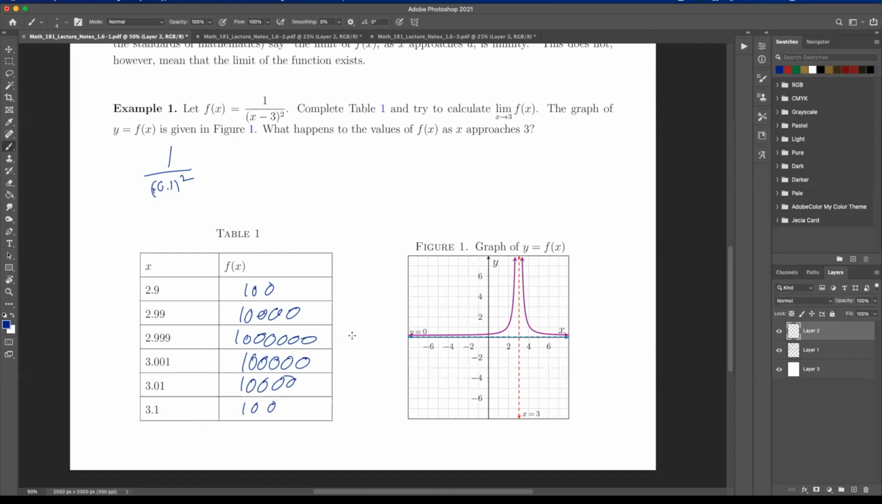So what happens here? As I get arbitrarily close to 3, this number gets bigger and bigger and bigger. So what happens as the values go to 3? Well, it goes to infinity.